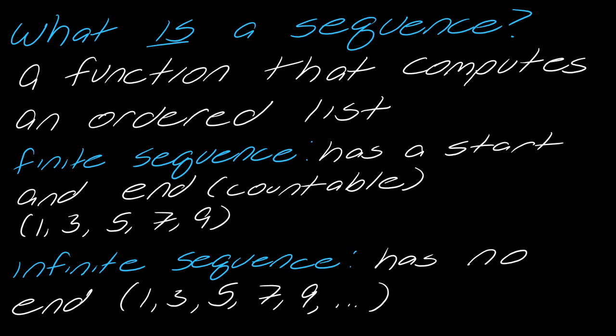So there's two types of sequences, and I'll show you examples. So a finite sequence has a start and an end, so you can count how many terms it has. Let's say the sequence is 1, 3, 5, 7, 9, and that's where I decide to strictly end it. So this has 1, 2, 3, 4, 5 terms. That's what makes it countable. And since it's a finite sequence, it has a start and an end. That's what we mean by finite sequence.